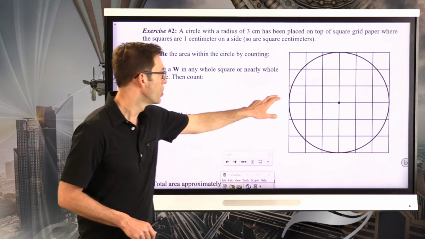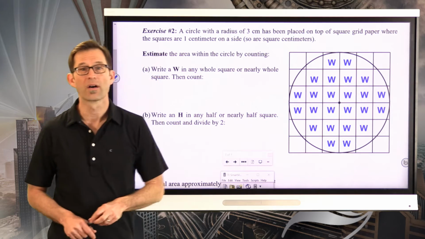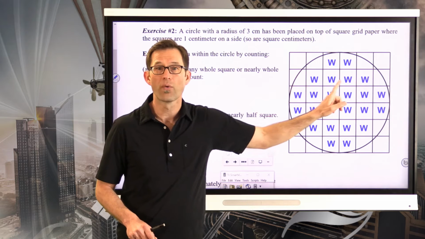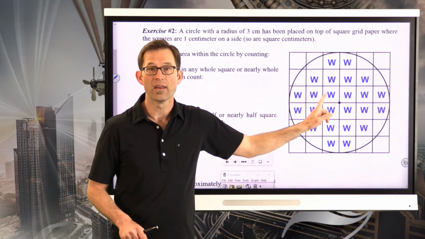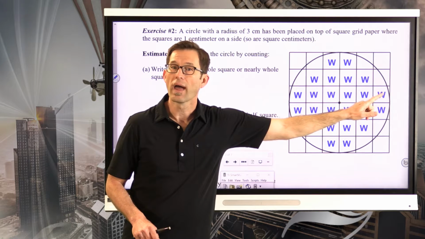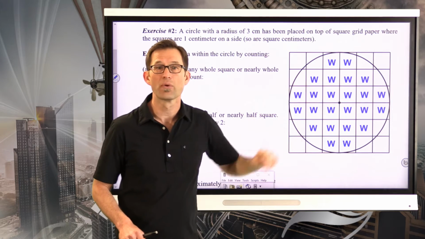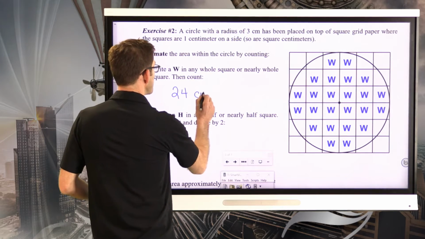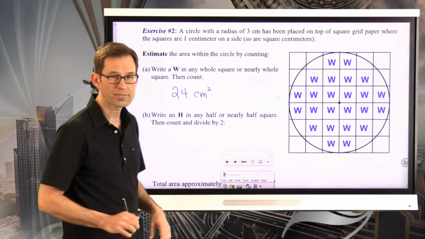All right, well, what do we have? There they are, all our whole squares, and we've got 1, 2, 3, 4, 5, 6, 7, 8, 9, 10, 11, 12. And then those same 12 are doubled down here, so we've got 24 square centimeters.